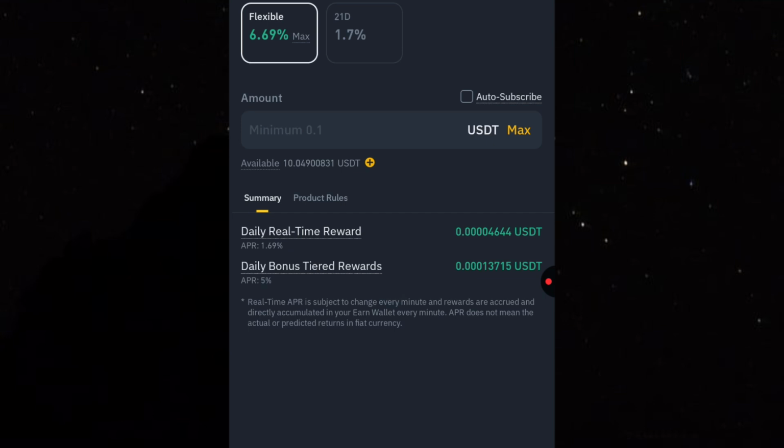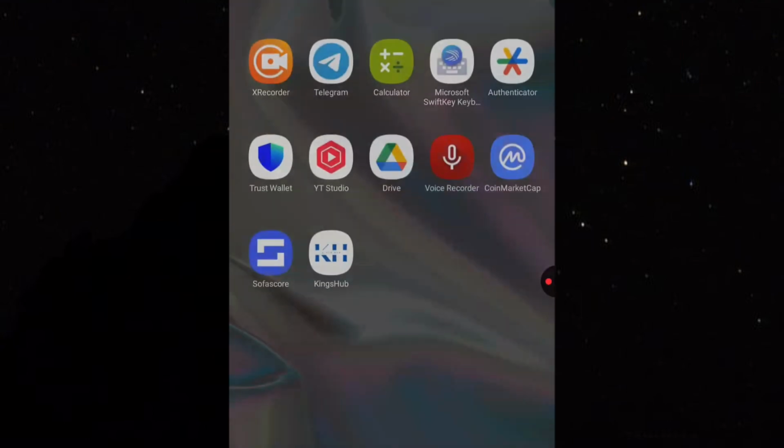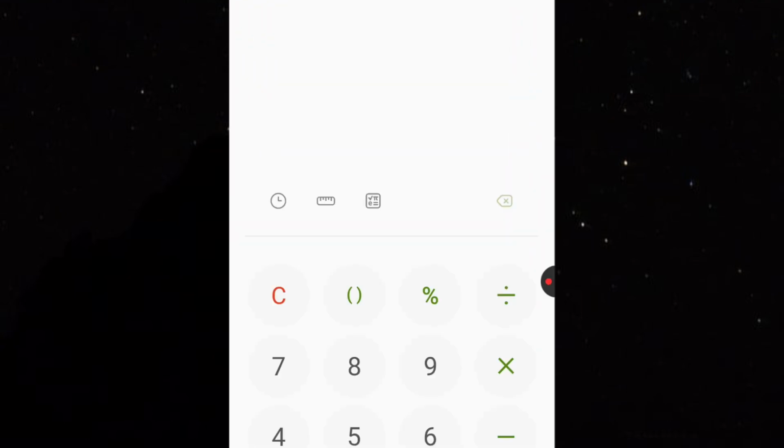6.69 is for a year, so you can know how much you can do in a month, 2 months, and 3 months. Now, let's say I want to start with 10 USDT, and of course, you can see that is what I will be using. It is what I have available right now. So 10 USDT for 6.69. I'm going to go to my calculator and let me show you how it is calculated.